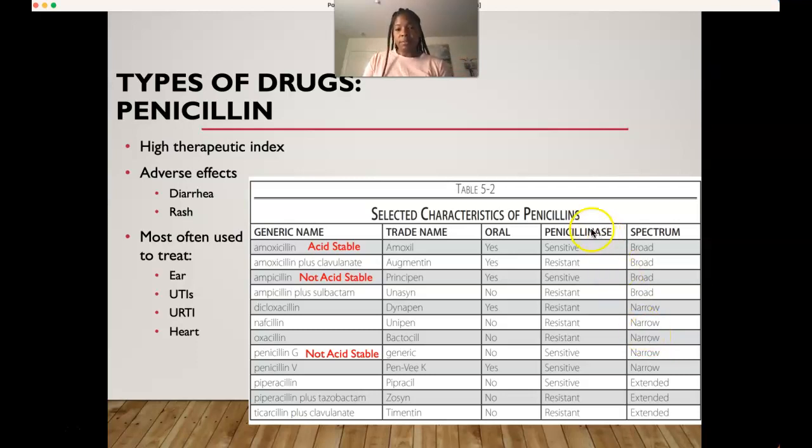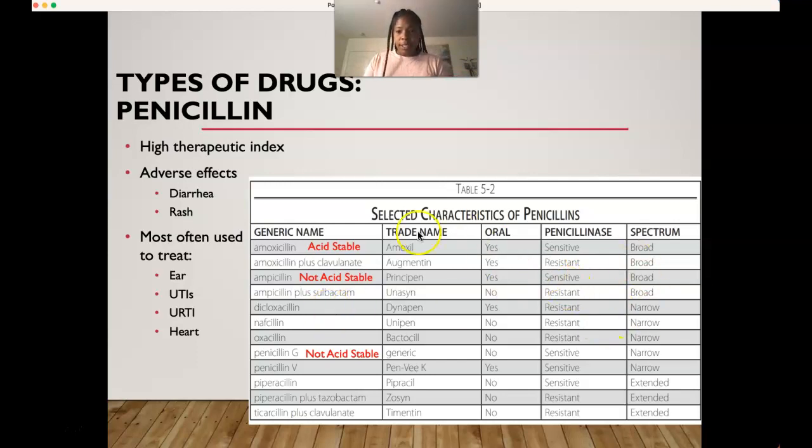Then we have something called the penicillinase, right? That is the enzyme that's produced by bacteria. The goal is to kind of destroy the drug as we orally ingest it. And so we have drugs that are going to be sensitive to the penicillinase, and then those that are going to be resistant. Those that are resistant are better, right? Because it means that they don't break down when the enzyme attaches to it. And so then they're able to be delivered to the target site. Those that are more sensitive, however, they get destroyed. And so we see less of effect of that particular drug.